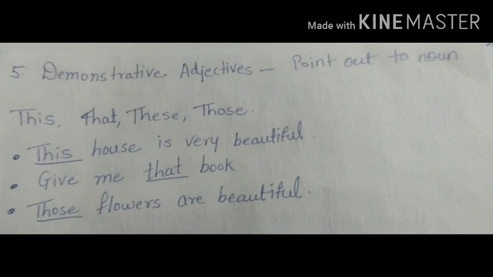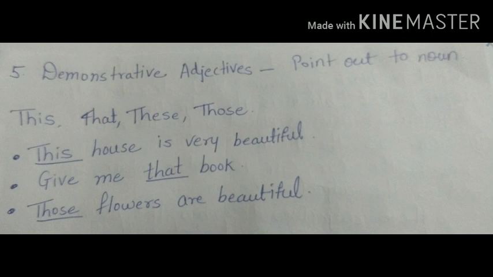What kind of an adjective? It is a demonstrative adjective. So this house tells us which specific house I am talking about. This is a demonstrative adjective used to point out when something is near us. It is used to point out singular or one object. For example, here house is singular. So we can say this house.